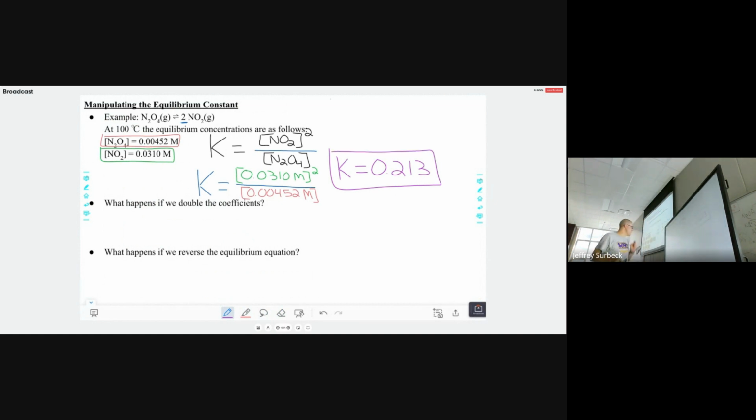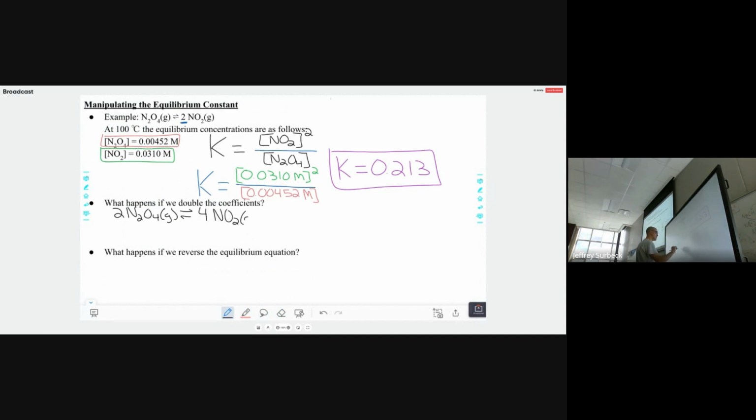And so now what we can do is double our coefficients. So let me write down what the actual equation would look like if we double our coefficients. We need to think about, first off, what happens to our equation. This is exactly what would happen. We would have 2 N2O4 as a gas, and remember our equilibrium lines there. And then we would have 4 NO2 as a gas.